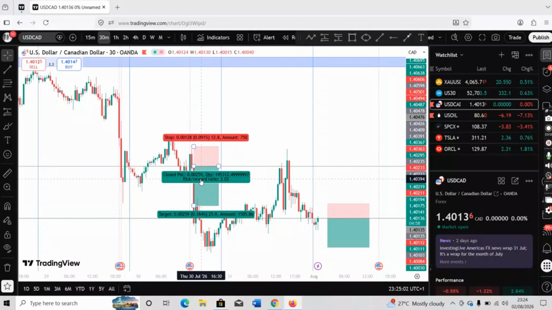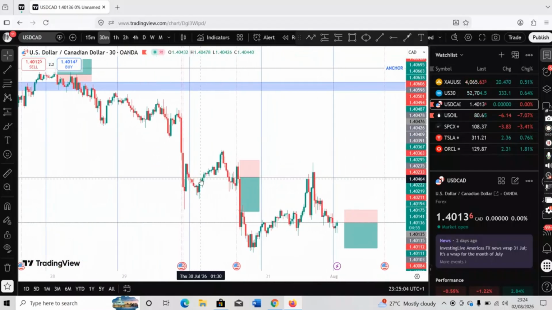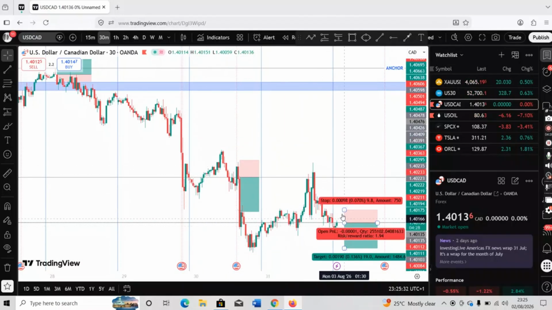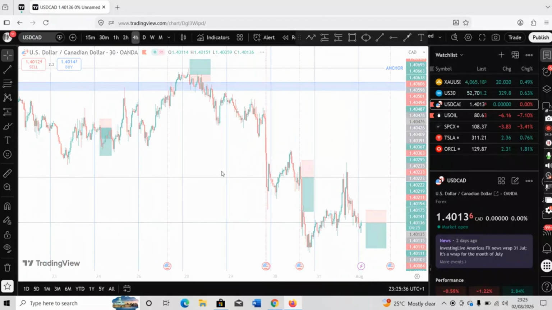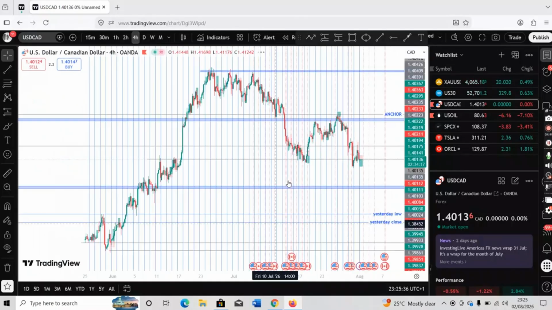I look at the structure, then the main thing I look out for is the break off. Anytime price breaks beneath, I sell, if it's a downtrend, and anytime price breaks above, if it's an uptrend, I buy. It's as simple as that. So right here I'm still looking to sell, because to me, if you go up to the 4 hours, you see that USD CAD is still on a bearish trend.